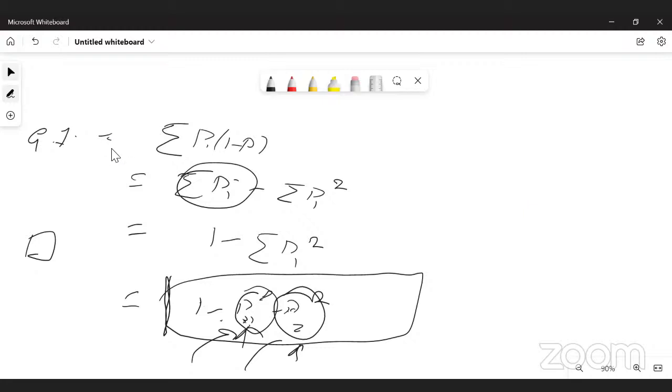Okay, sorry for the interruption. So that's how you find the Gini index. This captures the randomness in the data set.